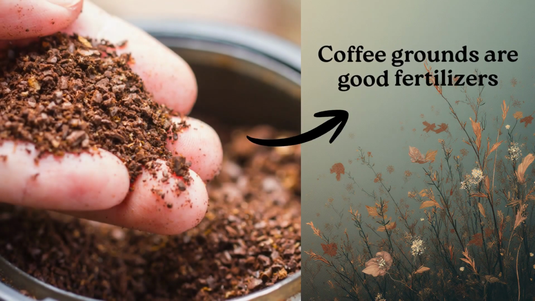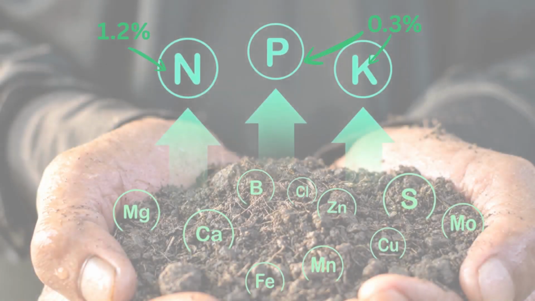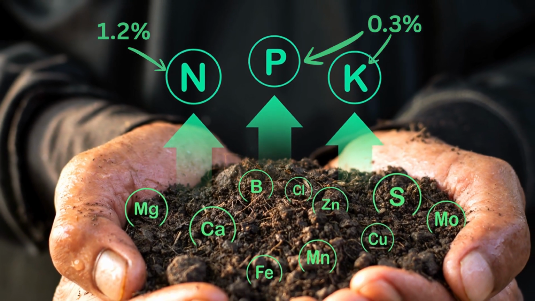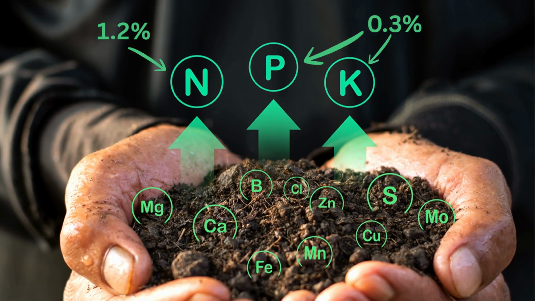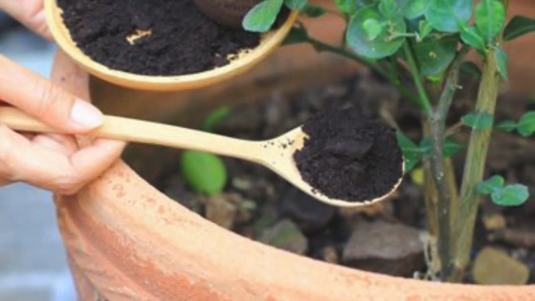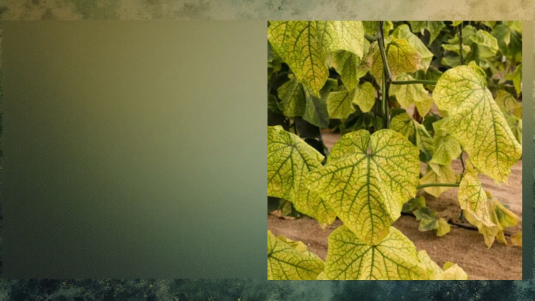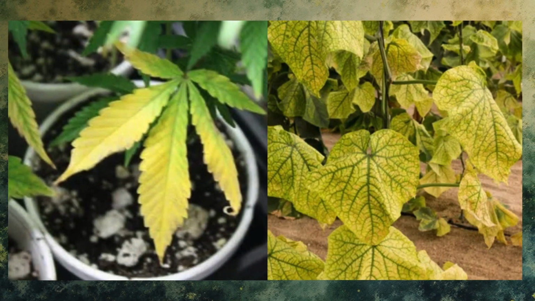So the next claim is that coffee grounds are good fertilizers. Well, the NPK value of coffee grounds is nitrogen 1.2% and phosphorus and potassium 0.3%, along with a few traces of other micronutrients. Now, as you can see, the value of potassium and phosphorus is quite low compared to nitrogen, and over application of nitrogen can cause nutrient imbalance in the soil, and it can affect the growth of your plant.